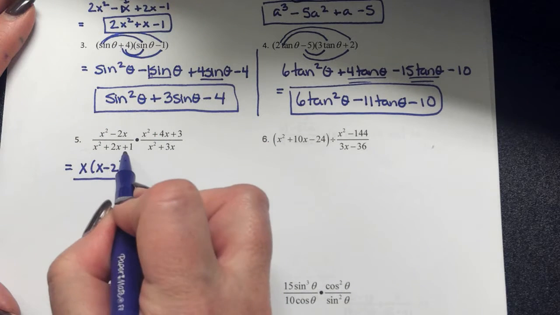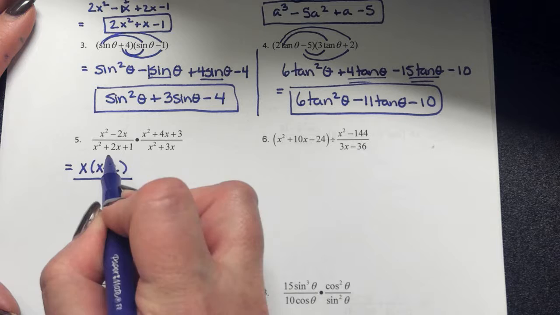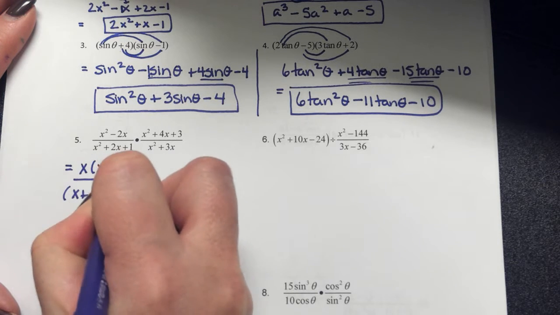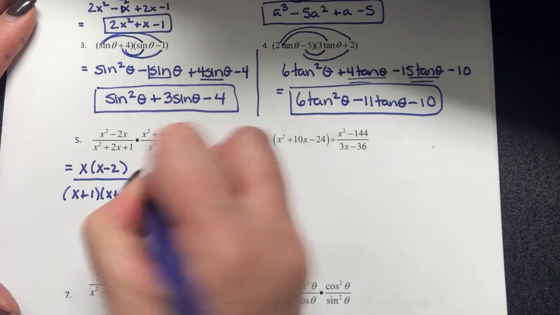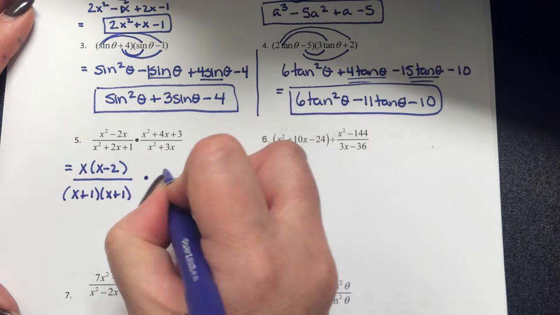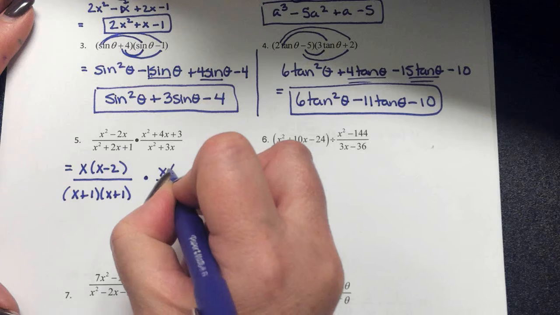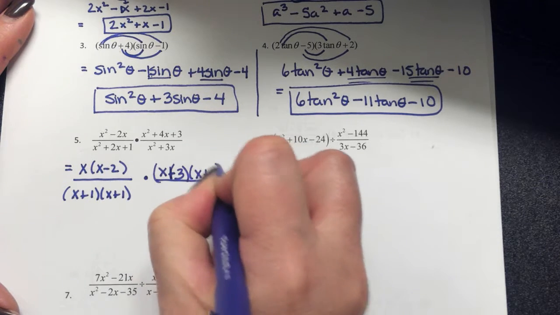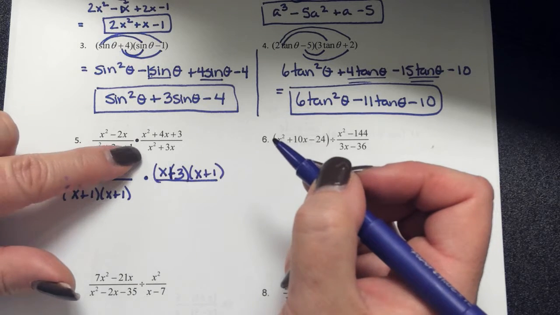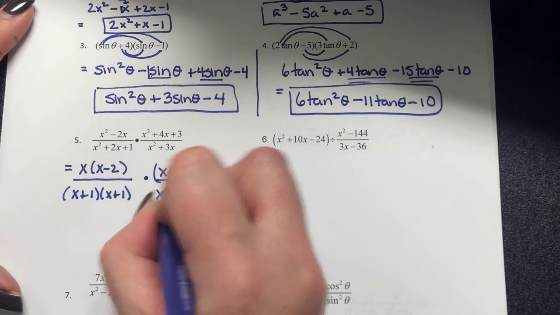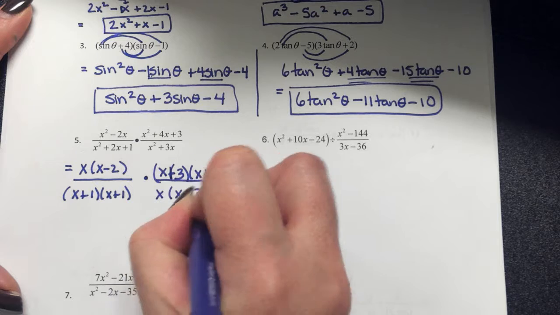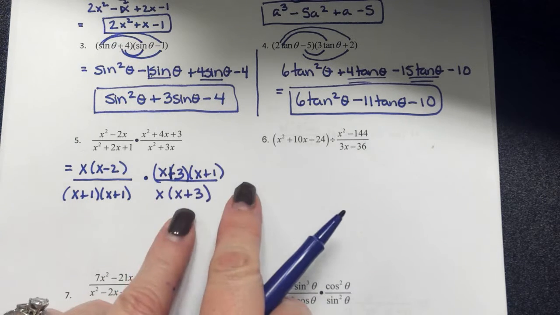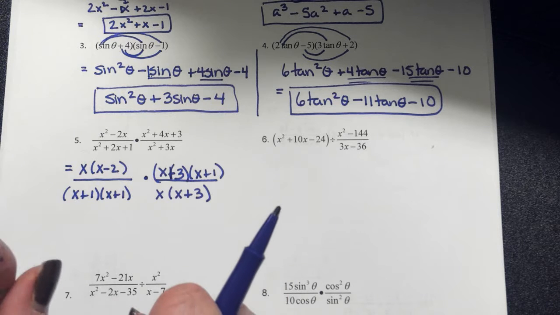Over, notice I've got a trinomial, factors of 1 that add together give me 2, x plus 1 times x plus 1. Times, you can factor this numerator, that's going to give me an x plus 3 times x plus 1. Notice in the denominator there's a GCF of x I can pull out, and that gives me an x plus 3. Now remember, when you're multiplying fractions, you just multiply straight across. You do not need to have a common denominator.